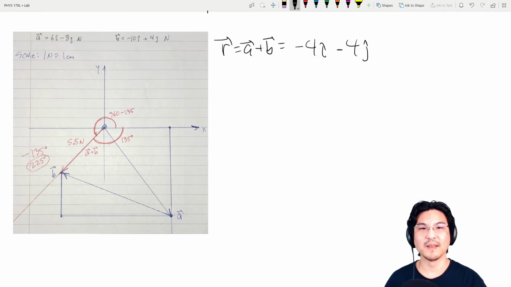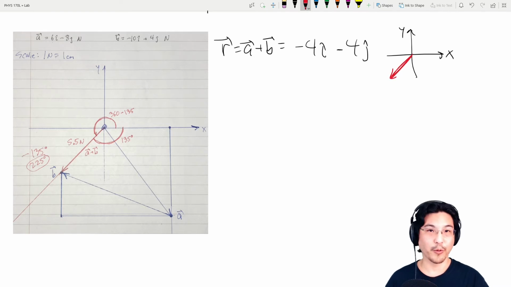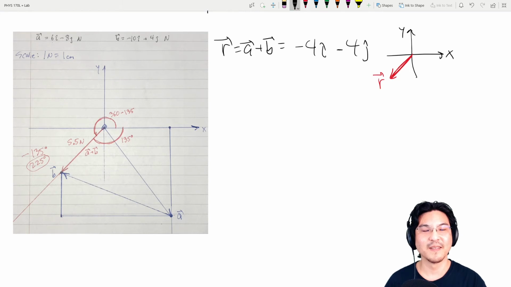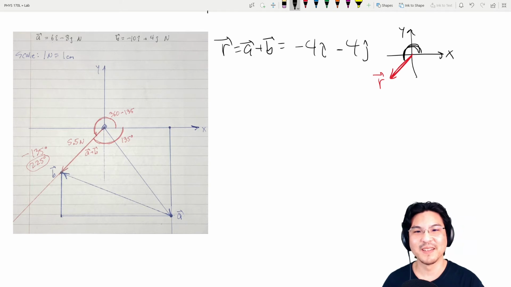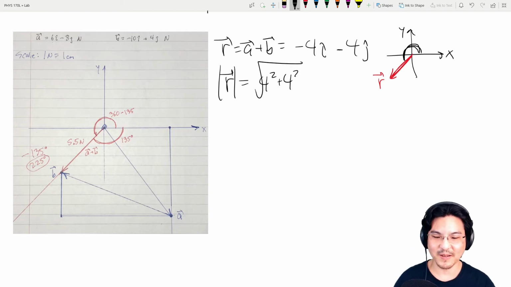Right, so then that's it, and then I know that negative 4i, negative 4j is over here in quadrant 3. So I know that the angle is like this, somewhere between 180 and 270. And I mean, you could do this in your head, right? But if you want the magnitude, 4 squared plus 4 squared, just punch that in the calculator.